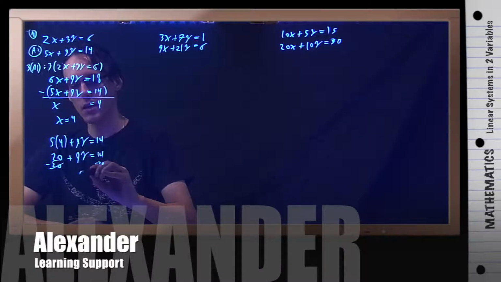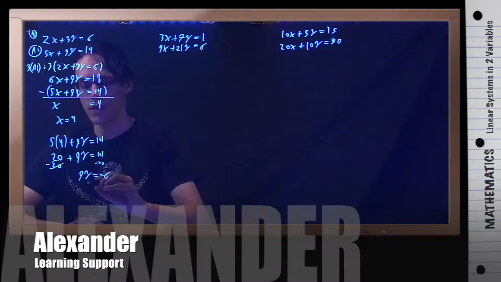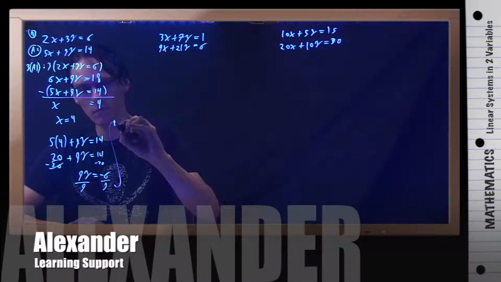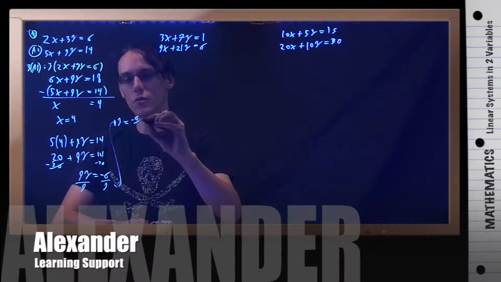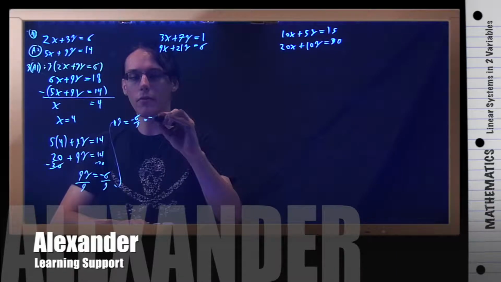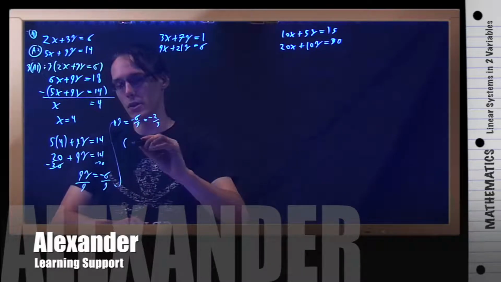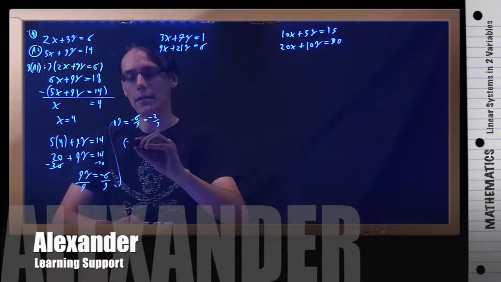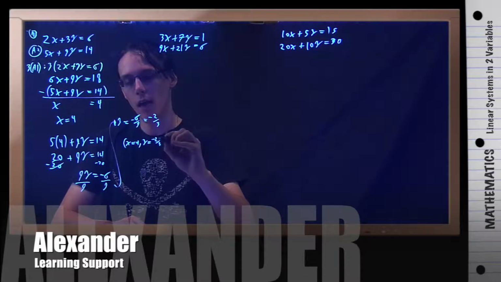14 minus 20 gives me a negative 6. 9y equals negative 6. I now divide both sides by 9. And this gives me y is equal to negative 6 over 9, which I can simplify. Divide top and bottom by 3, and I get negative 2/3. So this first set of equations, set A, has x equals 4 and y equals negative 2/3 as the solution.